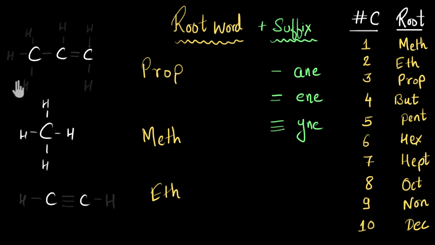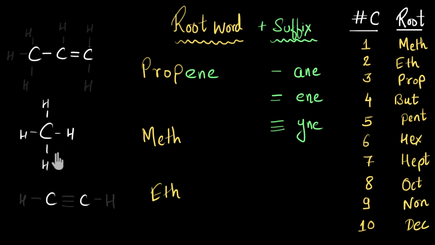For example, let's look at the first molecule. If I just focus on the bonds between the carbon atoms, you can see that there is one double bond. 2 carbon atoms have a double bond in between them. So that means this carbon chain will belong to the alkene family, and therefore the suffix added over here with the root word will be "ene." Let me write down, "Ene." And so the name is going to be prop-ene.